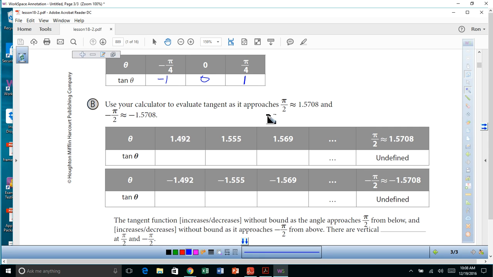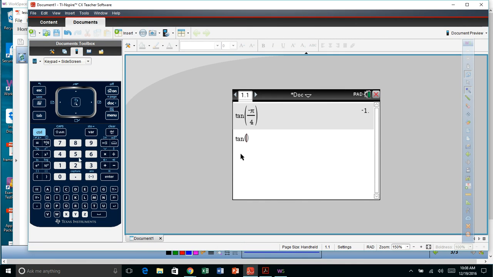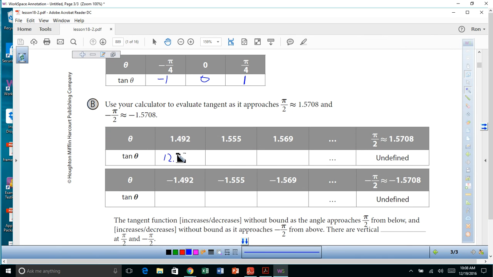Use your calculator to evaluate the tangent as it approaches pi over 2, which is 1.5708, and negative pi over 2, which is negative 1.5708. So tangent 1.492 gives you 12.66, so we'll put 12.66 in there. And then if you put 1.555, that'll give you 63.30. And if you put in 1.569, that will give you 556.69.